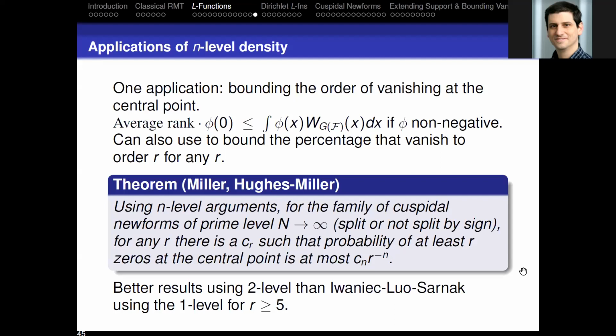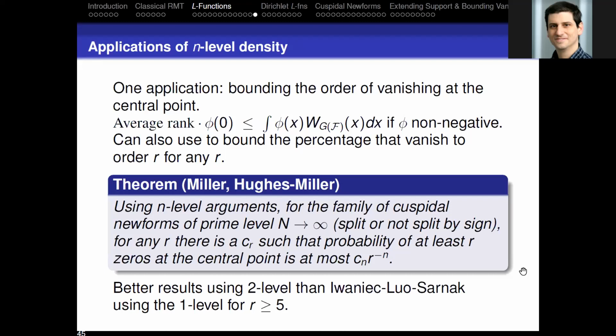And you could have the unfortunate situation where, for small rank, you would get a bound that at most 250% of the forms vanish to that rank. Well, we don't really need to do a lot of work to prove that at most 250% of the time something happens. So these results are much better the larger n you use and the further you increase r. The more zeros you try to say, well, what if I had 10 zeros or 12 zeros? How likely is that to happen? As you increase the number of zeros at the central point that you want to bound, these results become better and better and better.